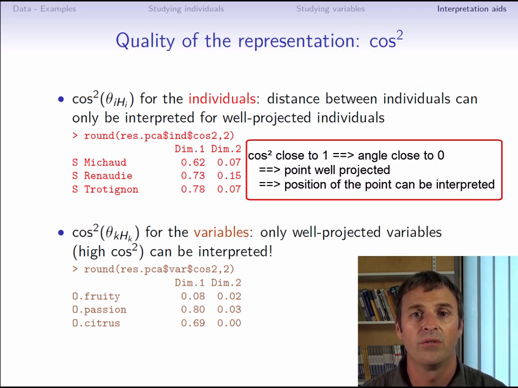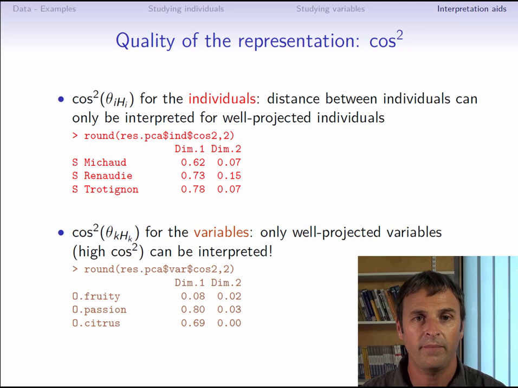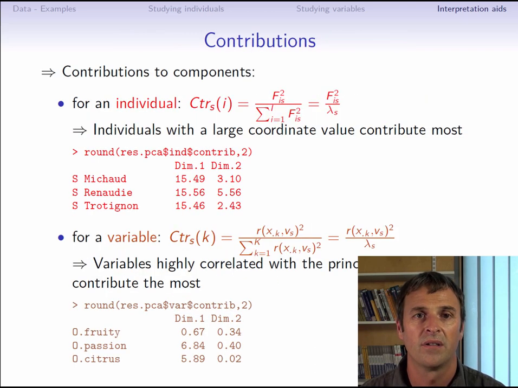However, if two individuals are close to each other on the plane, but poorly projected, we should not be quick to interpret their proximity because they may be far apart in the other dimension. As for the variables, patient fruit odor is well projected, whereas fruit odor is poorly projected onto the first two dimensions. Another thing we can look at is the variables' or individuals' contribution to the construction of a given dimension.